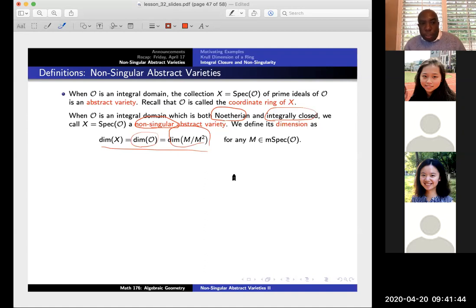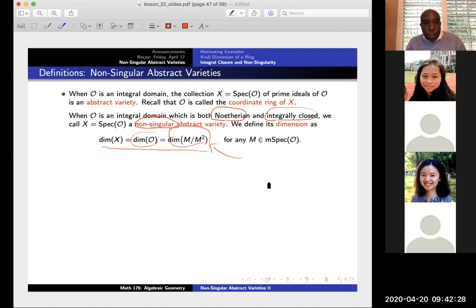Right, so the m mod m squared here is going to be our cotangent space. So there is a way that I can make sense of tangents by looking at this weird set here, m mod m squared. I'll come back and try to give an example of this later. To start with, a non-singular abstract variety means a spec of an integral domain that is both Noetherian and integrally closed. Noetherian is what allows us to compute its dimension, some finite number, and integrally closed allows us to say something about the tangent spaces being very nice and well behaved.